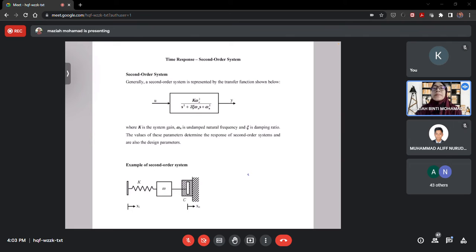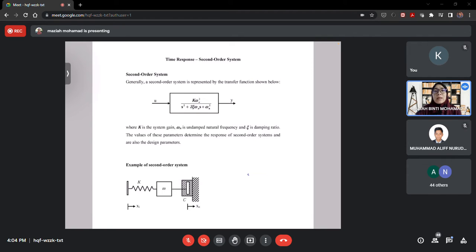So let's recap what we have learned about classification. There are three types of classification: based on order, based on rank, and based on class. Order is the most common method to classify a control system. Then we looked at first order system, on last Thursday, the last topic that we discussed.